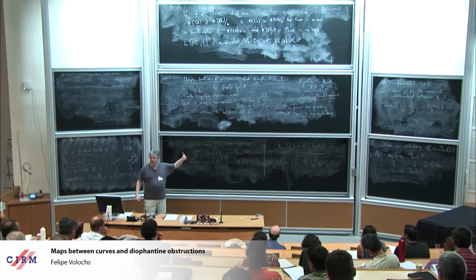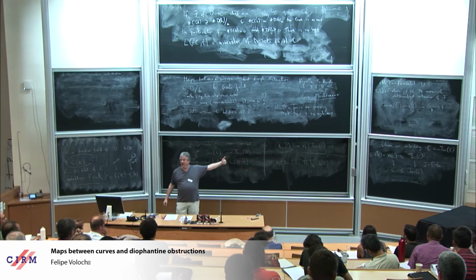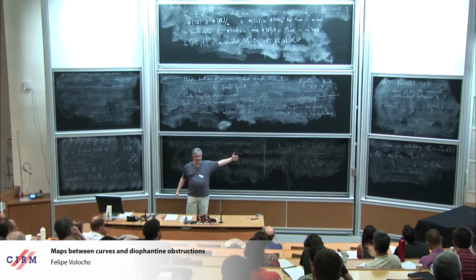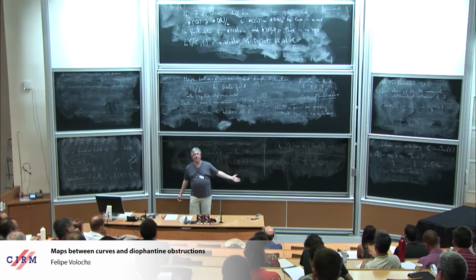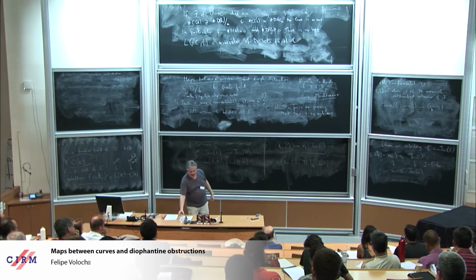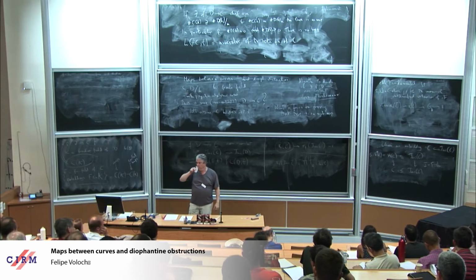So all the choices of the embeddings give you different choices for this H of C, which are the same up to twist. So they're all isomorphic over an extension of the ground field.